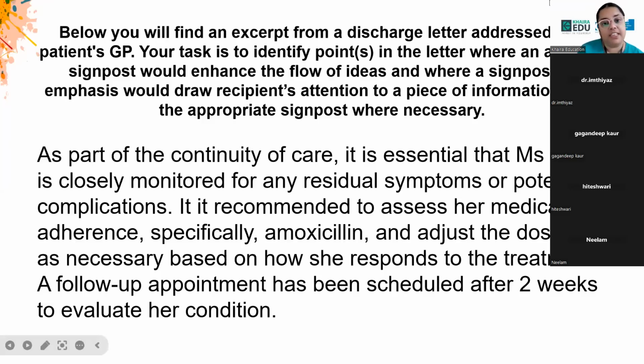It is recommended, right? It. Absolutely. Kuldeep says it. Dr. Yalpa, it is recommended. Jatinder, it is recommended. Wachupu, it is recommended. Atanai, it is recommended. Uzma, it is recommended. Sarika says it's recommended. Great. Absolutely. So it is recommended to assess her medication adherence.